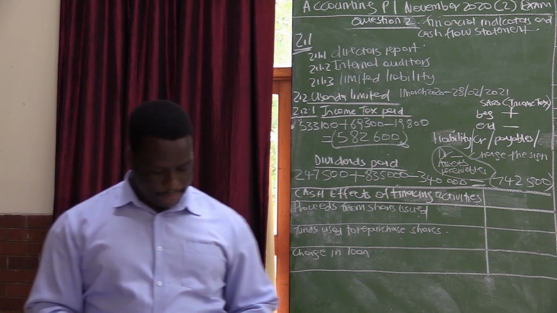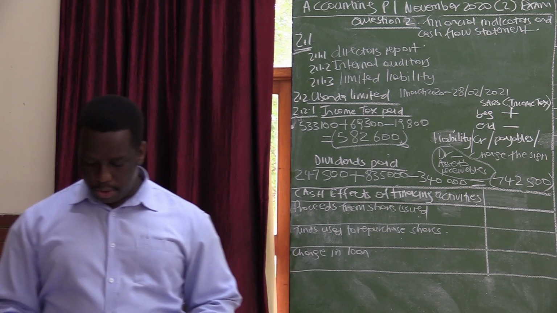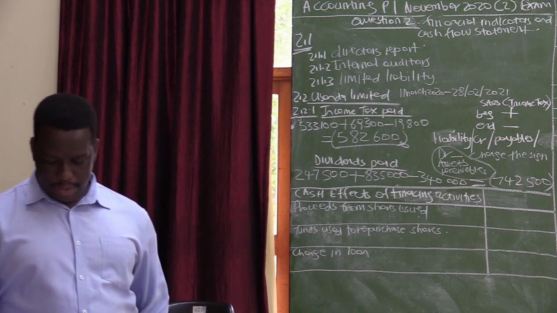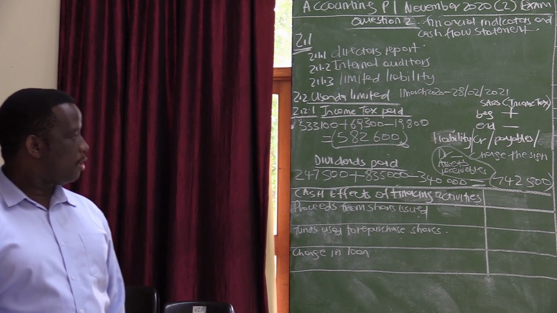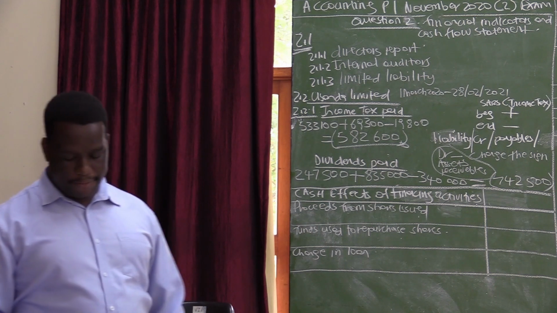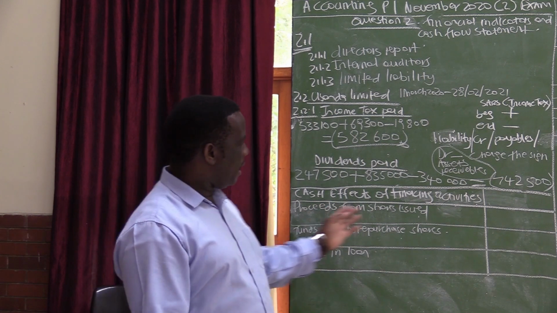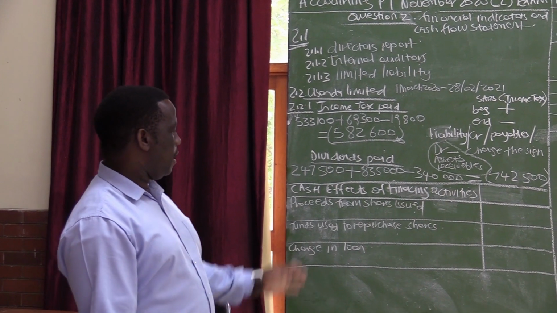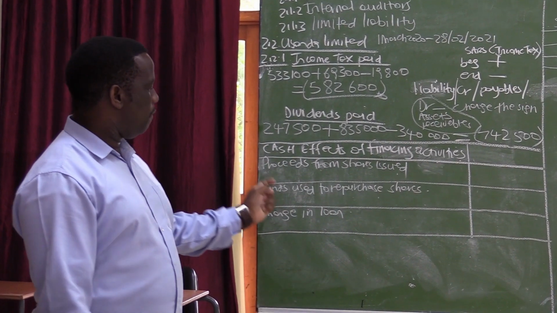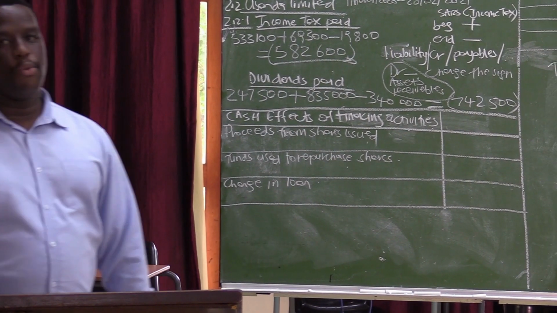And then the following question under question 2 will be to prepare the following sections of the cash flow statement. So this one, we will just have a discussion on these aspects on the left-hand side, the details, the cash effects of financing activities. And the cash effects of financing activities, there are things that go under there. You will have your proceeds from the shares issued, you will have your funds used to repurchase shares, and you will have your change in loan.